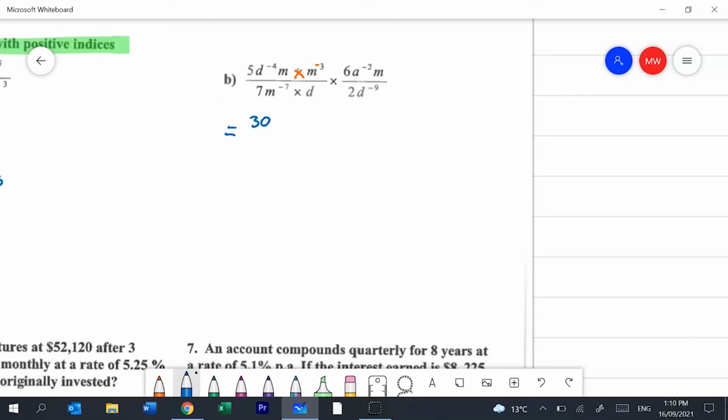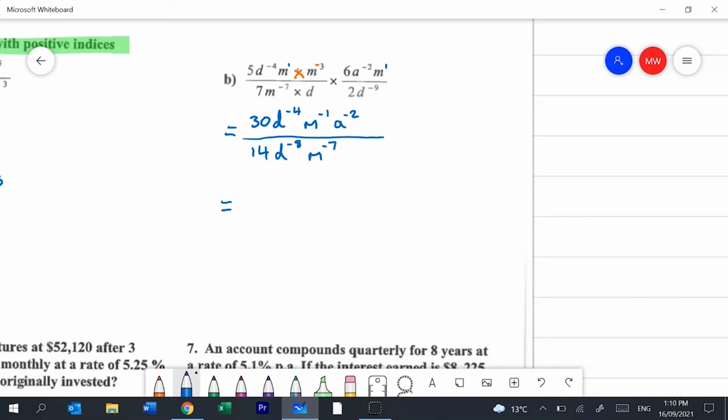And I've got some values of d there, so I've got, try that d again, don't want to confuse anyone, so d to the minus 4, there aren't any others. I've got m's, so I've got m to the 1, 1 minus 3 makes minus 2, minus 2 plus 1 makes minus 1, and then I've got a to the minus 2, all over 7 times 2 makes 14. I've got d's down the bottom as well, so I've got 1 minus 9 makes minus 8, and then I've got m to the minus 7.